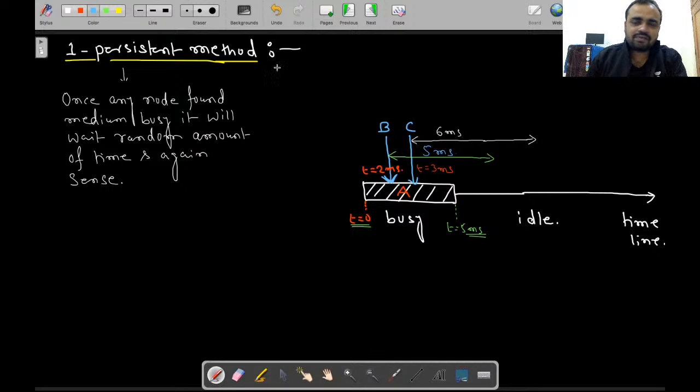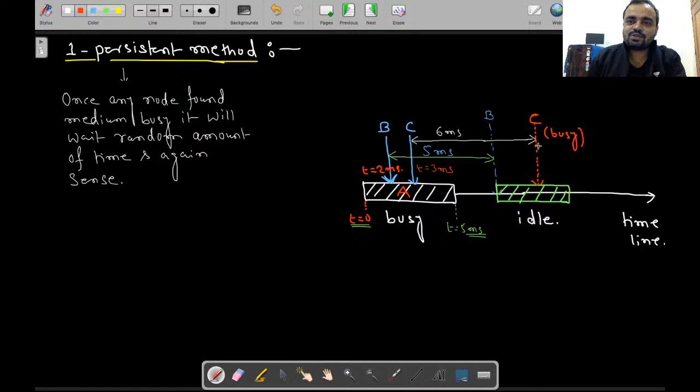So after the 5 milliseconds, whenever node B senses the medium, it will find the medium idle, so it will immediately transmit its data frame. Now the medium is occupied by node B. After the timer expires for node C, node C will again sense the medium. What will node C realize? The medium is busy. Are you getting my point or not?